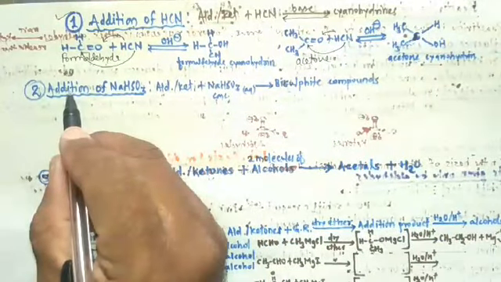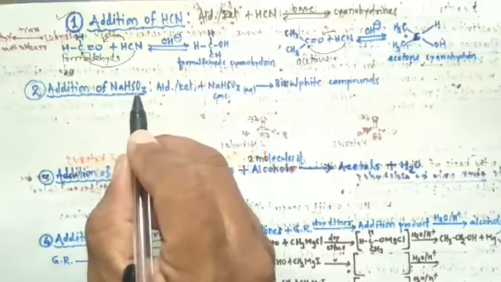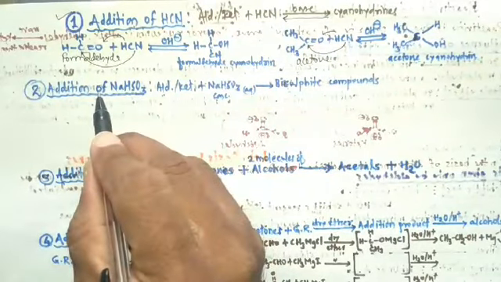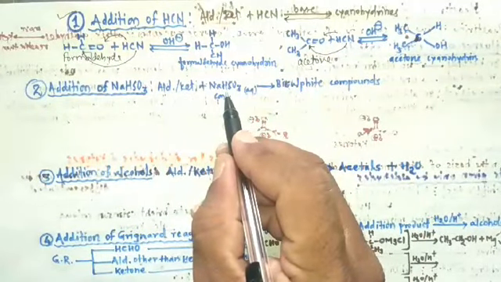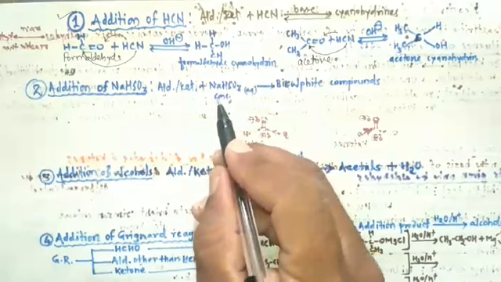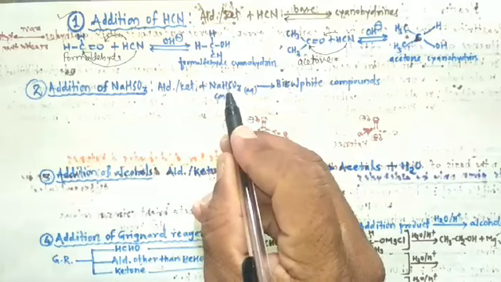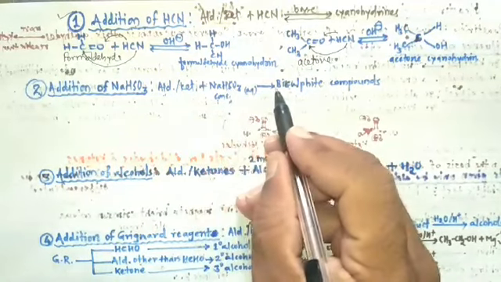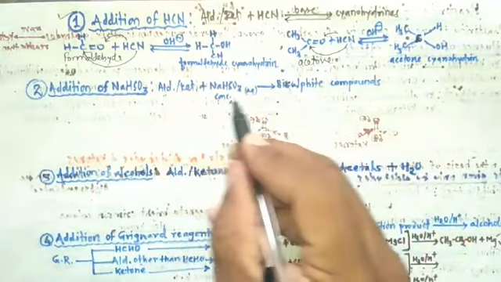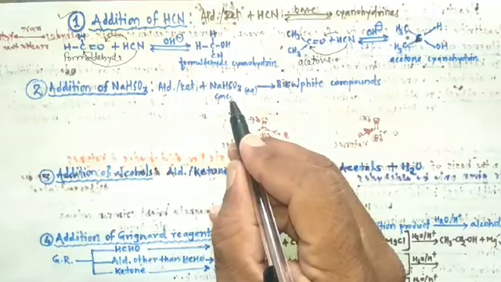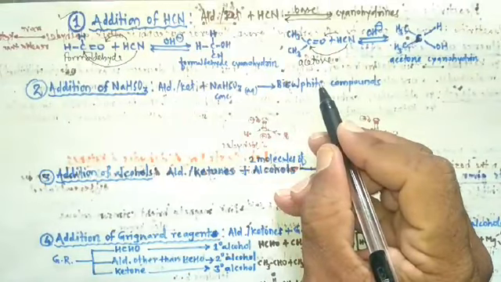Then the next reaction is addition of NaHSO3. NaHSO3 means sodium bisulfite. So let's study addition of sodium bisulfite. Aldehydes and ketones on reacting with concentrated aqueous solution of sodium bisulfite give the corresponding bisulfite compounds.